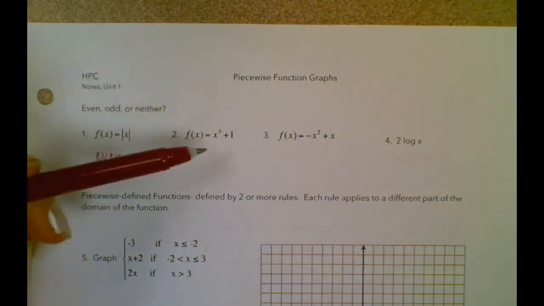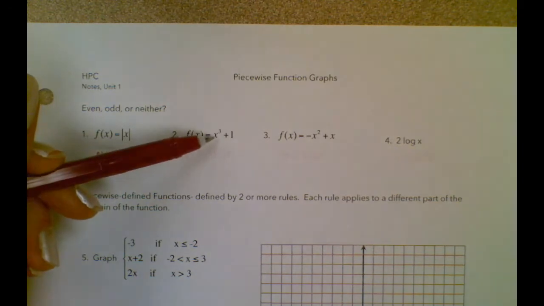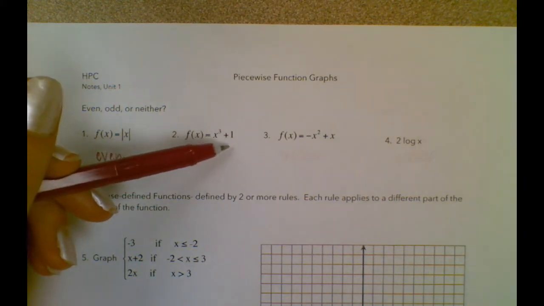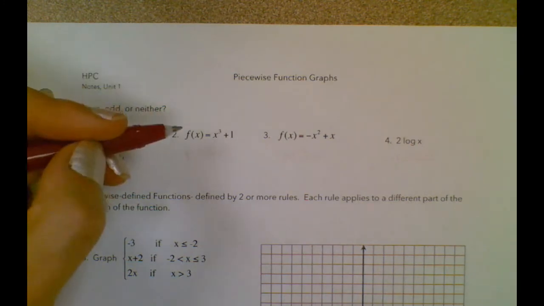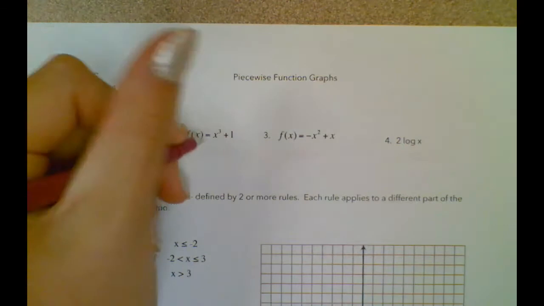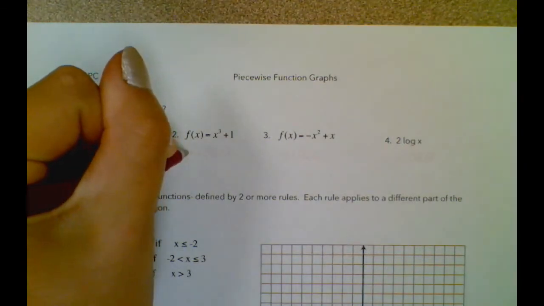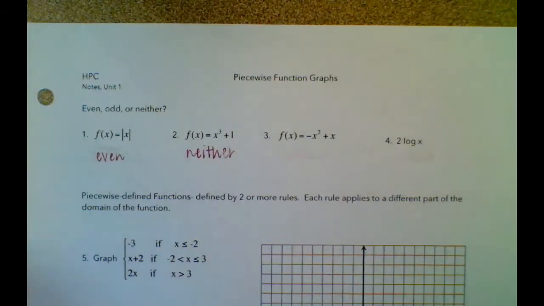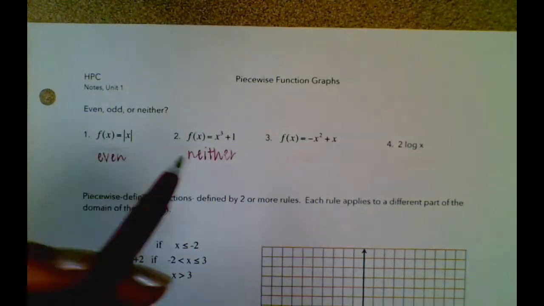Number 2. X to the third plus 1. This is a cubic function. The parent function for a cubic function is symmetric about the origin, which would mean it's an odd function. But because we have a transformation, the graph moves up 1. So we're no longer at the origin anymore, which means that there's no symmetry with the origin. So this would be neither because it's not symmetric with the y-axis as well.